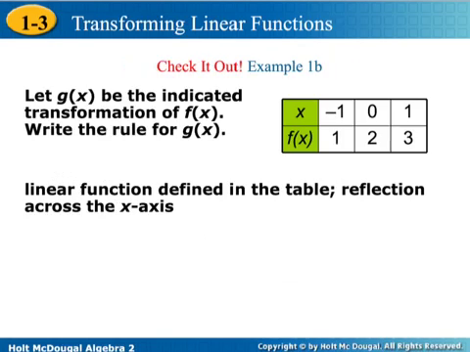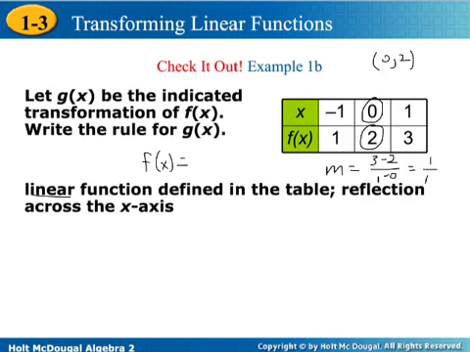Alright, so we've got this function here, and we need to figure out what it is first. So again, we're going to say, well, if x is 0 and y is 2, then 0, 2 is our y-intercept. And we're going to say this is linear, so we're working with slope again. So our slope here is 3 minus 2 over 1 minus 0, which is 1 over 1. So I can write f of x as equal to x plus 2.